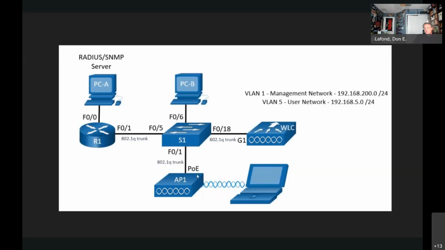Access point 1 has a link with PoE marked on it. That is power over Ethernet. Access point 1 is being powered by switch 1 itself on port FA01. We're going to get started here. We're going to be using PCB on VLAN 1, the management network, to communicate with the wireless LAN controller and to configure it using a GUI. Let's get started.